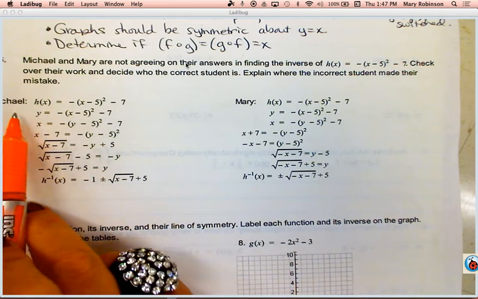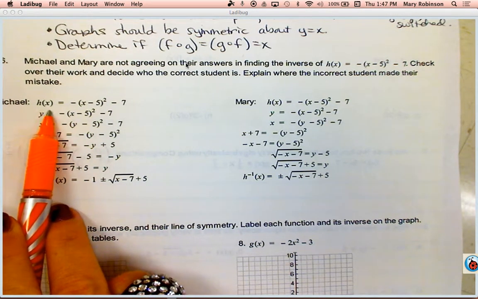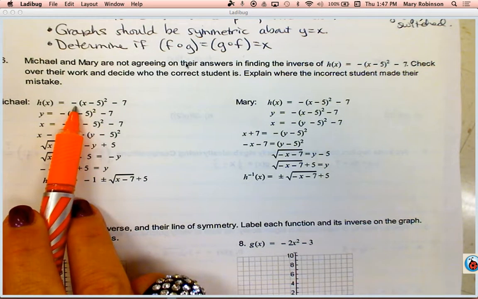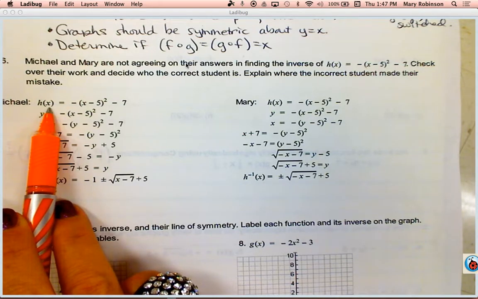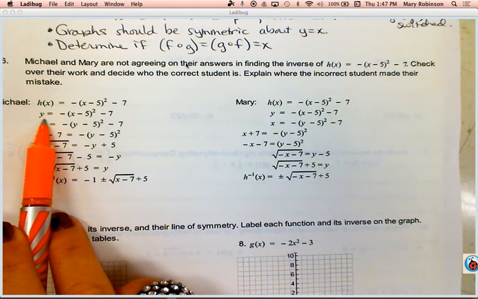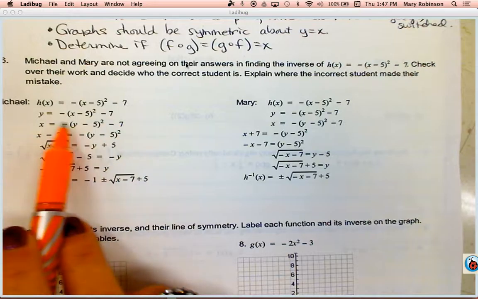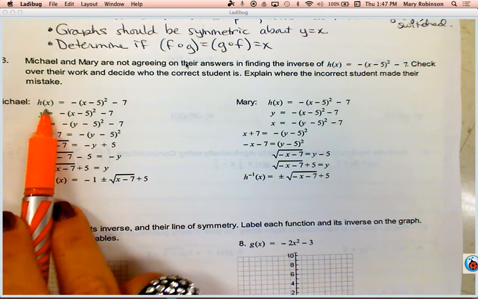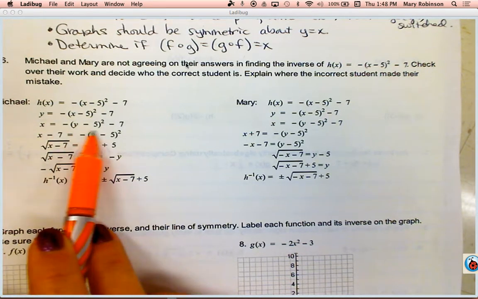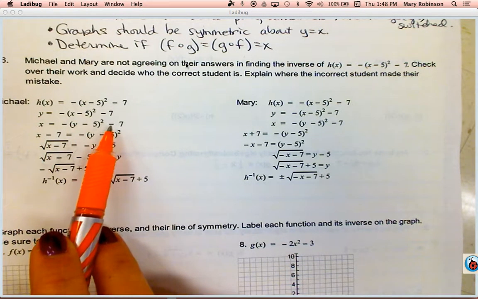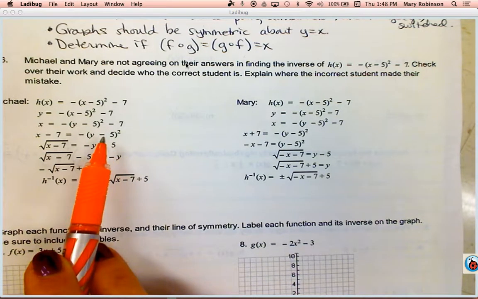So in comparing Michael's work, if this was our function, h of x equals this, our first step we know is to change h of x, or whatever it's named in function notation, to y. That looks correct. Everything's copied correctly except the h of x is changed to y. Second step, switch x and y. That looks good. Then we need to start solving for y.